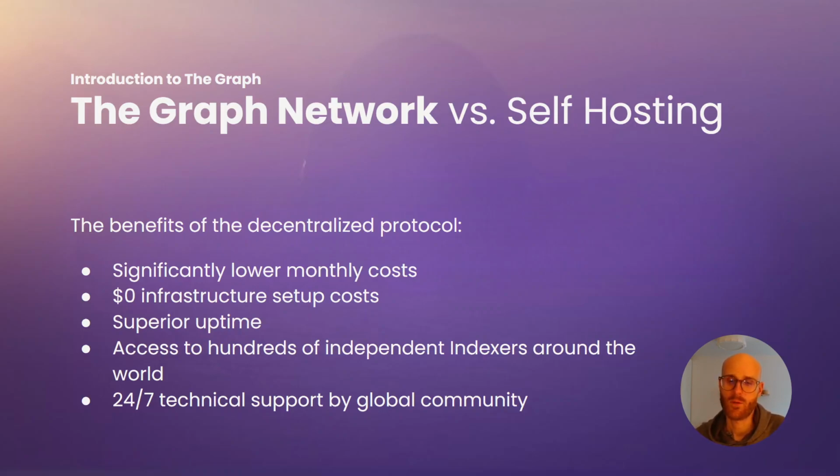Next is reliability and resiliency. The decentralized network of the graph is giving you access to geographic redundancy that does not exist when self-hosting a graph node. And the queries are serviced reliably thanks to the uptime of the graph network. So the bottom line is that the graph network is less expensive, it's easier to use, and produces superior results when compared to running your own graph node locally.